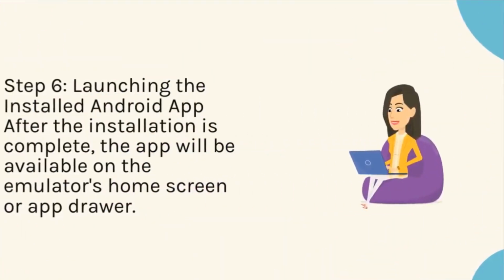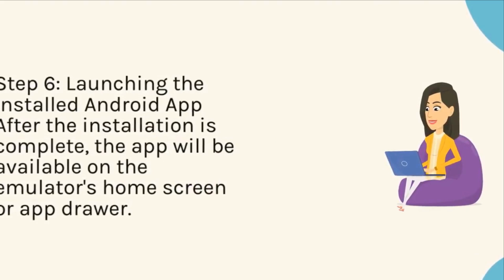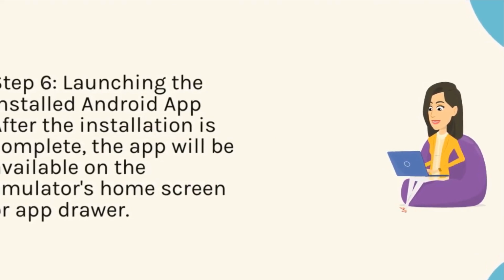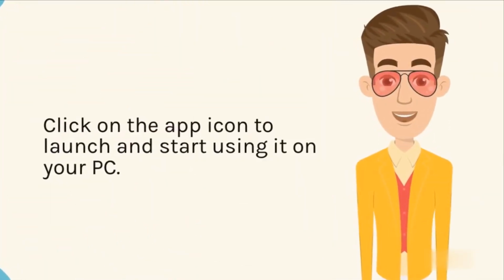Step 6. Launching the installed Android app. After the installation is complete, the app will be available on the emulator's home screen or app drawer. Click on the app icon to launch and start using it on your PC.